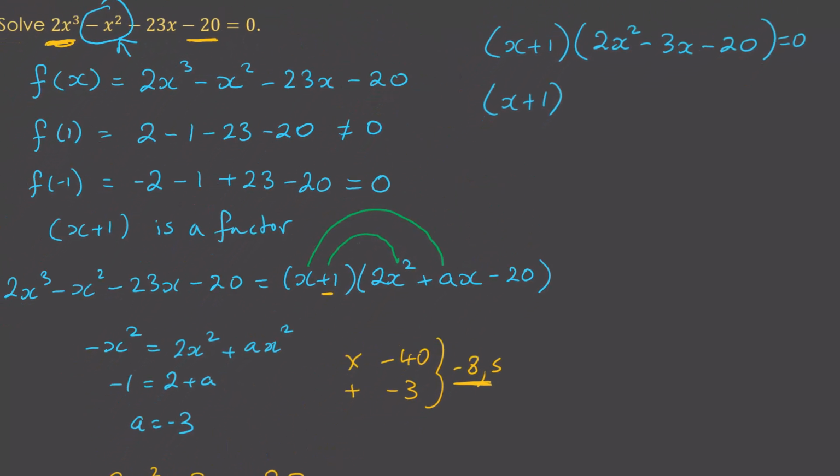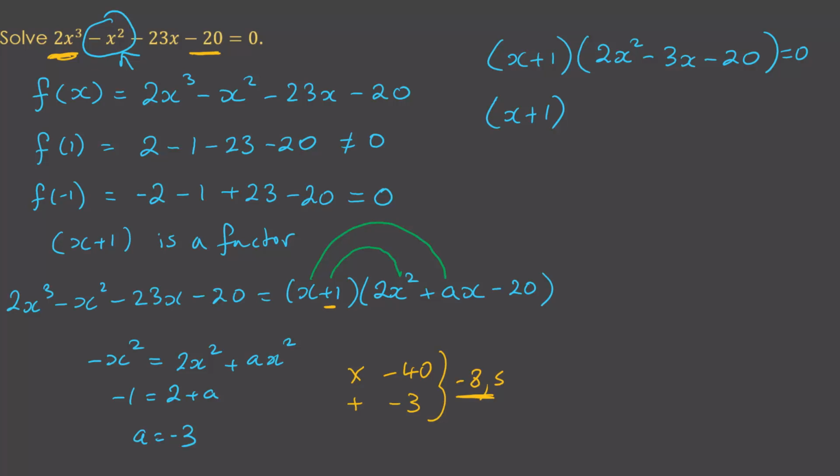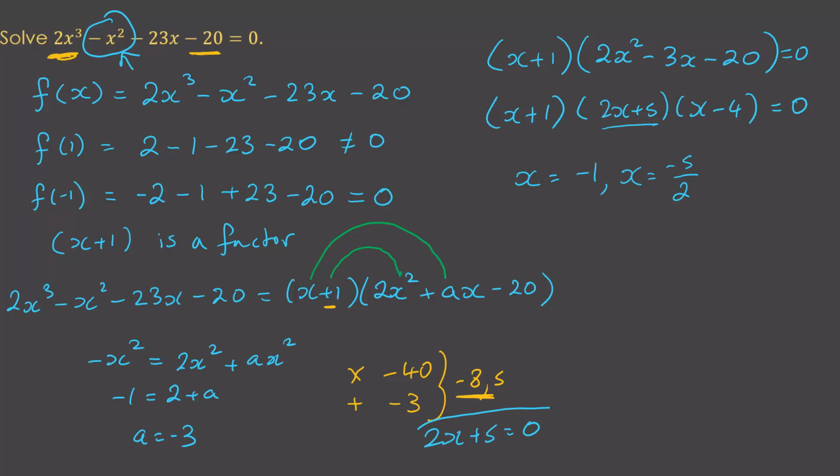So coming back to here, I have x plus 1, 2x plus 5, x minus 4. And now from the null factor law, the first bracket gives me x equals negative 1. The middle bracket gives me x equals negative 5 over 2. And if you're not sure how I got there, I was solving 2x plus 5 equals 0. Look back at some earlier examples. And x equals 4.